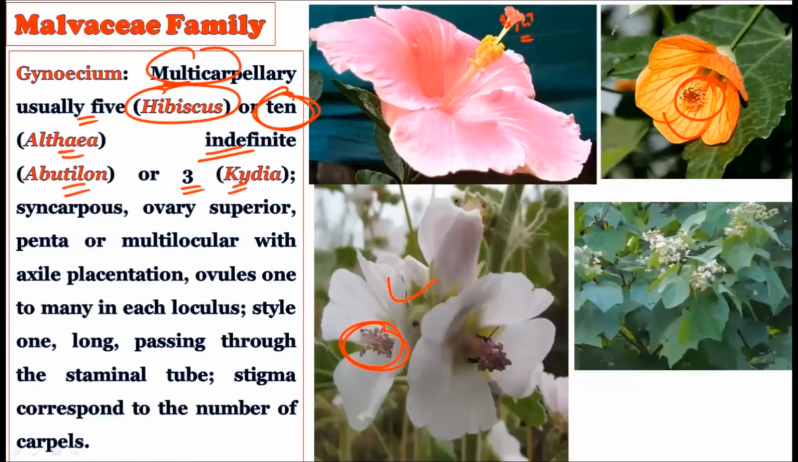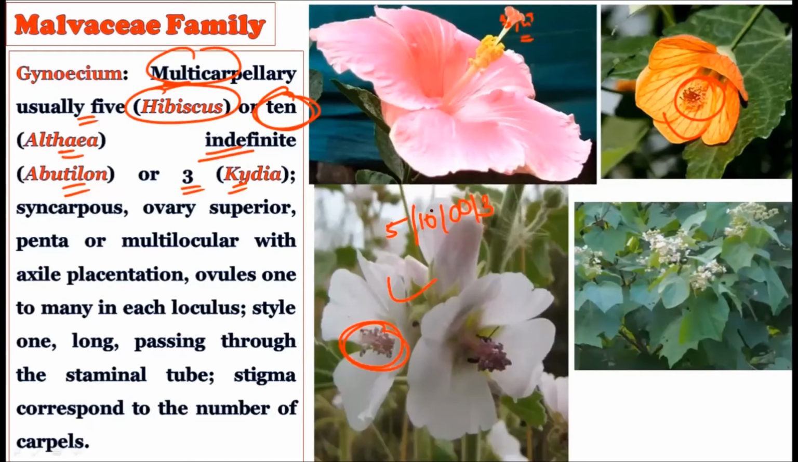Okay, so the number of carpels varies from plant to plant. For example, they can be 5 in the hibiscus, 10 in the althea, indefinite in the abutilon, and 3 in the case of the cadia. So the number of carpels changes from genus to genus. Okay, you should remember it carefully while writing the floral formula for every genus.